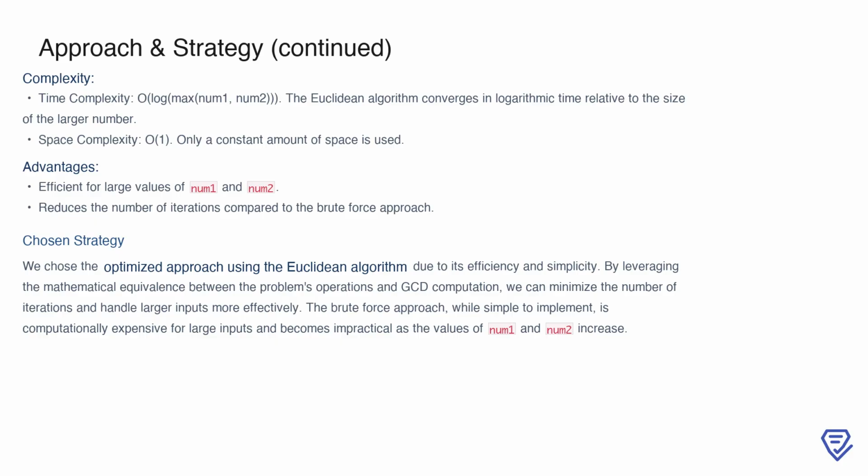While the brute force approach is simpler to understand and implement, it is computationally expensive for larger inputs, making it impractical in scenarios where efficiency is a priority. By choosing the Euclidean algorithm-based solution, we ensure the strategy is both robust and scalable while maintaining correctness.